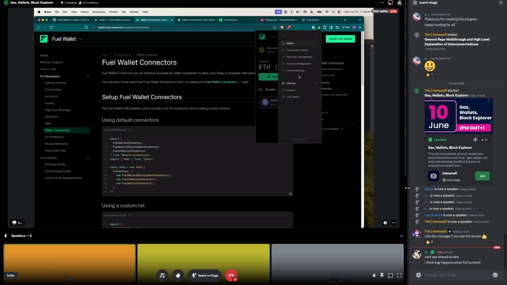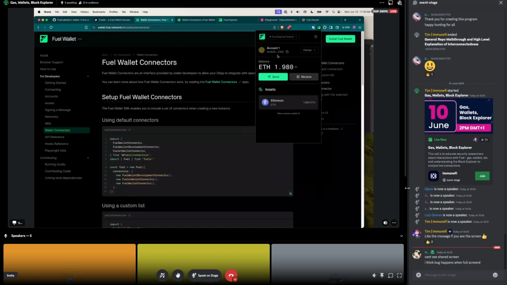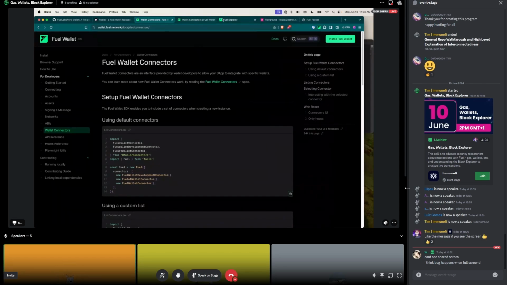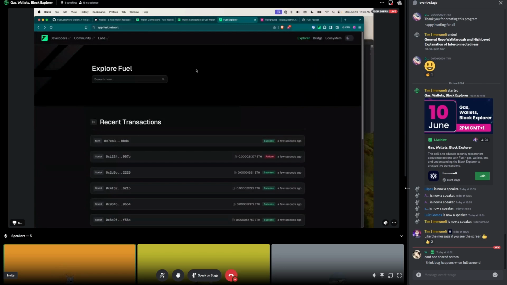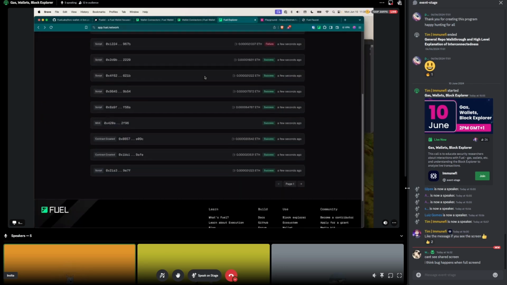And here you can see all the normal configurations that you can see on other wallets. Like you can have a transaction history, networks management. You can also see all the connected apps to your wallet. With the address here, we can go to the Explorer. This is the live Explorer that we have for the testnet.